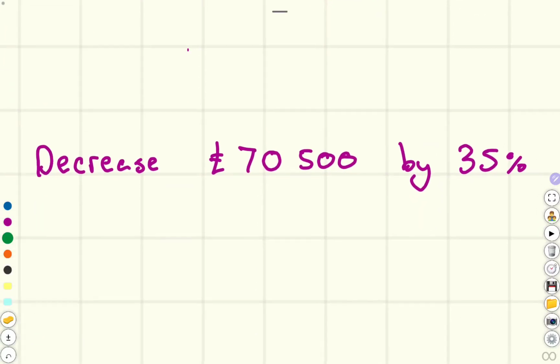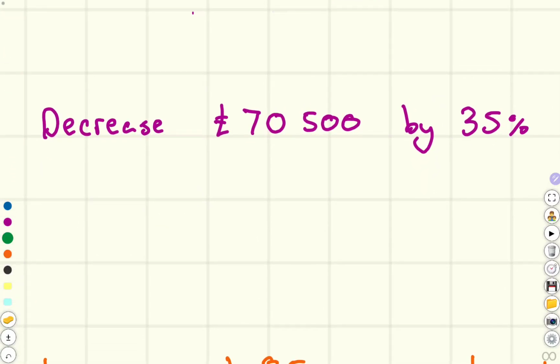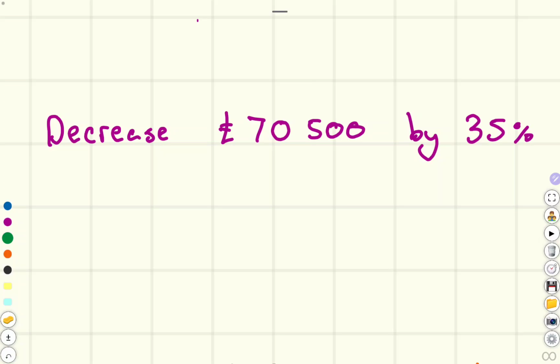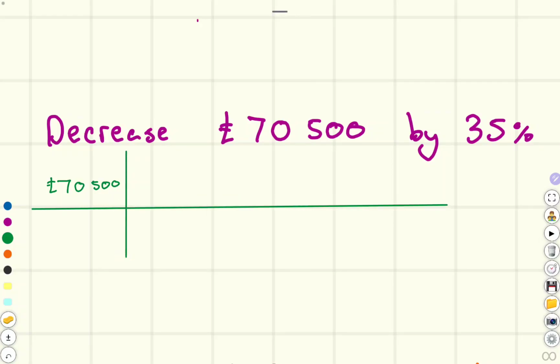Let's have a go at a decrease one now. So I need to decrease £70,500 by 35%. So £70,500 was my original starting amount, which was 100%. Now I know that I'm going to need a 10% for certain. And that 10% is going to be divide this by 10, remember. So it's just going to be 1 less 0 on the end.